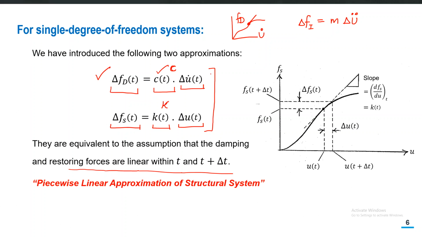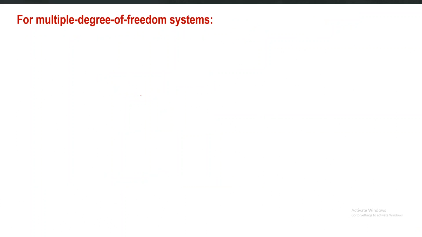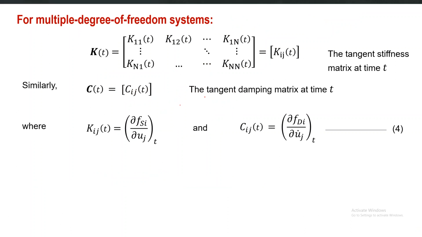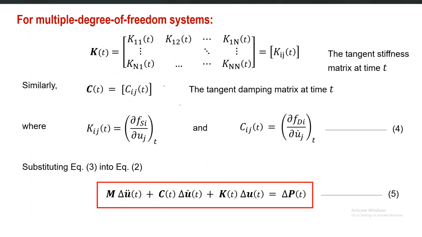But if the structure is non-linear, then we have to calculate the instantaneous stiffness and the instantaneous damping coefficient, and then we can invoke this assumption. For multiple degree of freedom systems also we can use the same assumption, and if we have the K matrix and C matrix, we can calculate the tangent stiffness matrix at any time t. Similarly, we can also calculate the tangent damping matrix at time t.